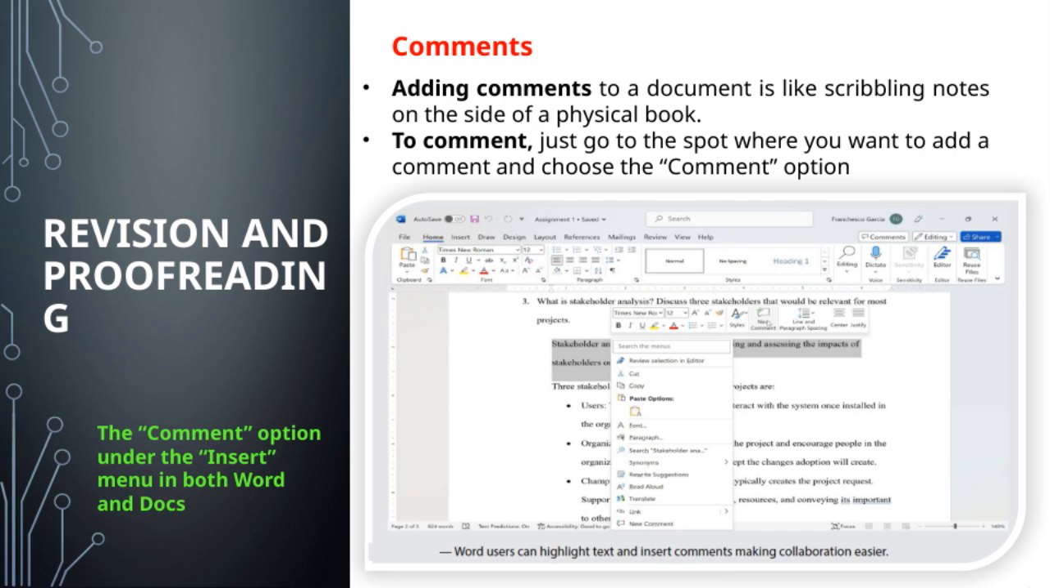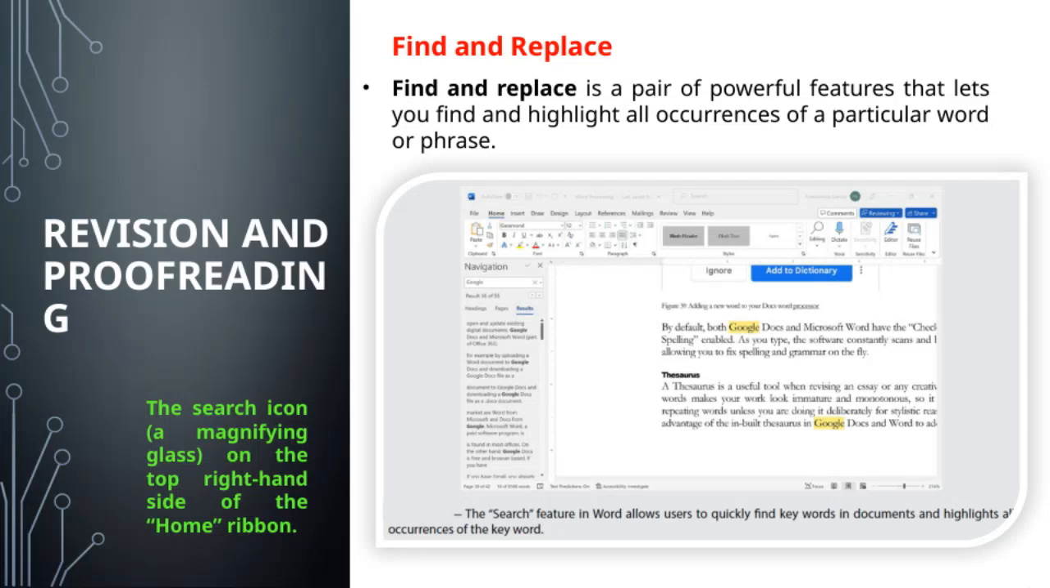Now, if you look at the top right-hand side of the Home ribbon, you'll see the search icon, which is represented by a magnifying glass. This might seem simple, but it's actually a very powerful tool. When you click on it, you can quickly find what you're looking for within your document.